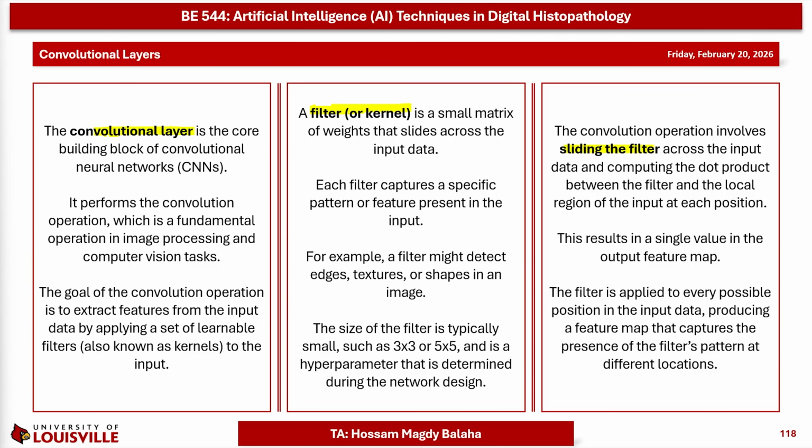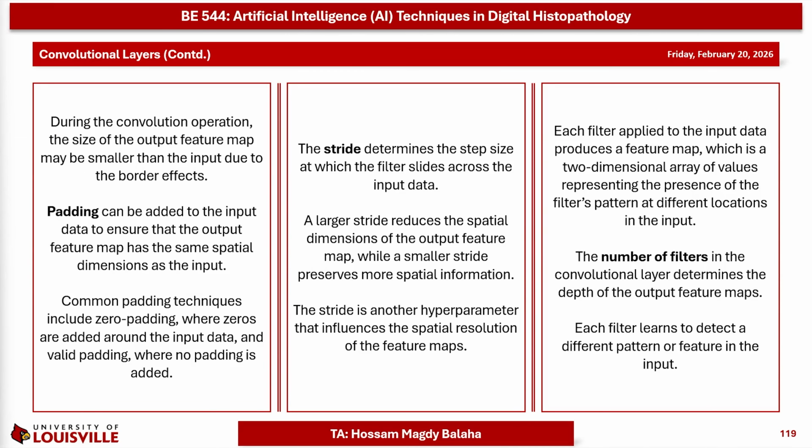And by applying that on the whole image, we get an output called the output feature map. So the output feature map is the result of applying a convolution layer using a sliding filter or kernel on the input. Sometimes the output feature map may be smaller than the input. In that case, we can apply what's called padding. Padding is applied to the input data to ensure that the output feature map has the same spatial dimensions as the input. Padding can be zero padding, by including zeros around the image, and there is also valid padding, where no padding is added.